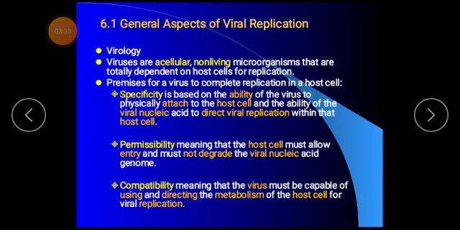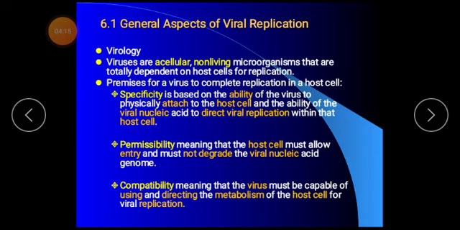You know that viruses are microorganisms. They cannot be seen with our naked eyes; we use a microscope to view their parts and their shapes. They are totally dependent on host cells for replication. They depend on another host, another living organism, in order to do their replication. These are general aspects or general characteristics. Then the premises for a virus to complete replication in a host cell: here we will see specificity, permissibility, and compatibility. We are going to differentiate these three words. What is specificity, what is permissibility, and compatibility.